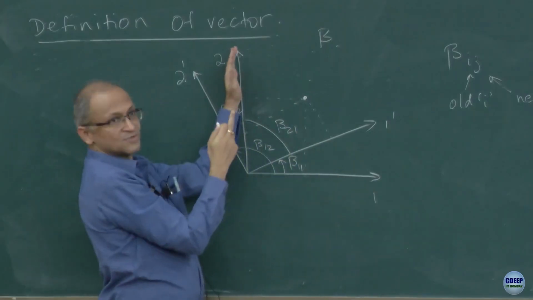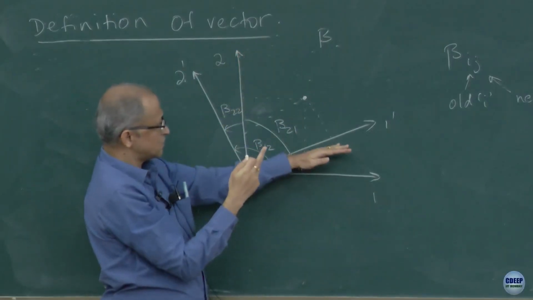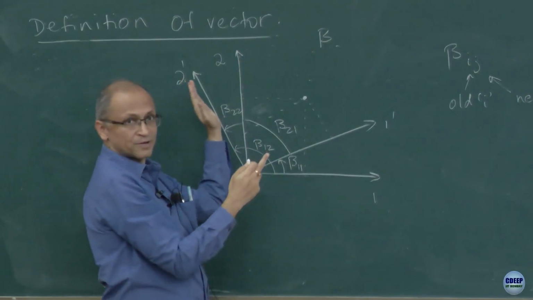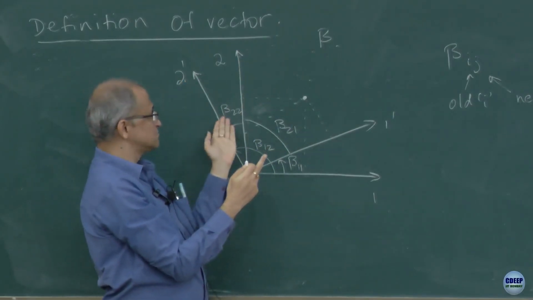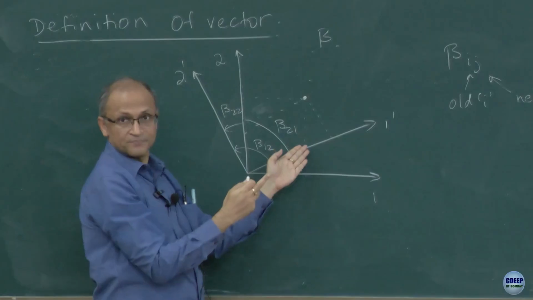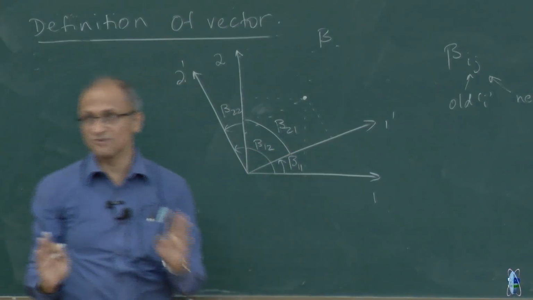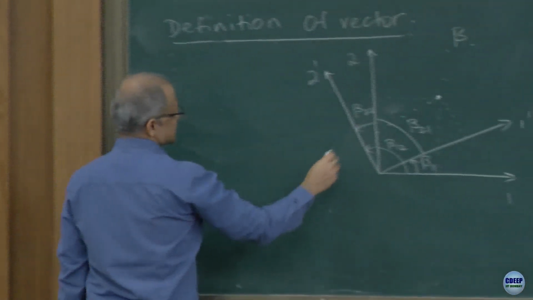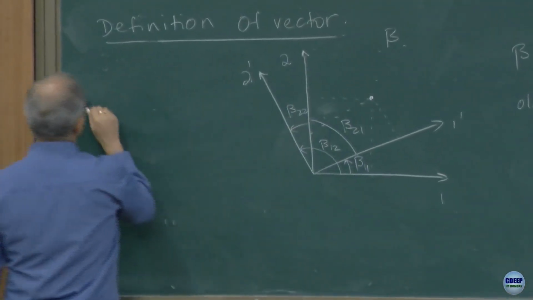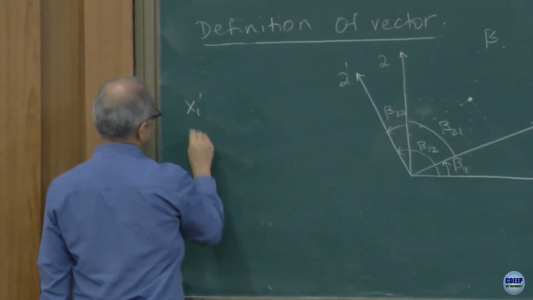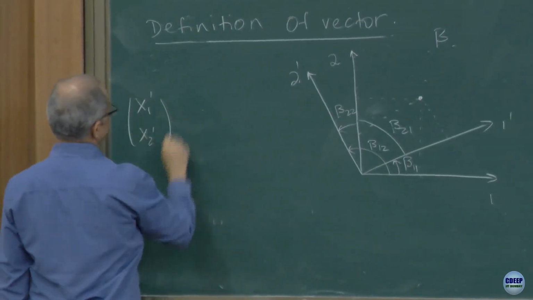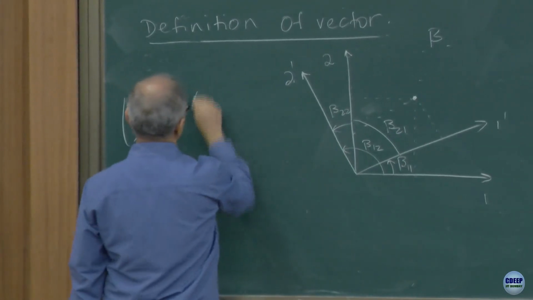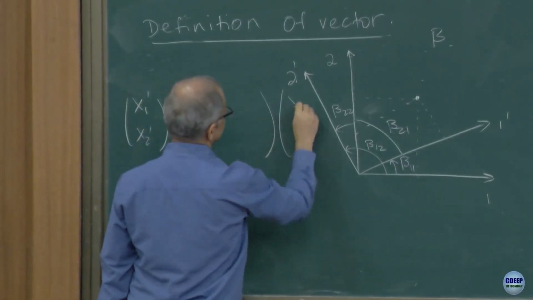Similarly with axis 2, I have now new 1 prime, or it could be 2 prime. So I will have again two angles, beta 2 and beta 1. Okay, understood? So I have 4 angles that I'm talking about. Now what we can show is that if the coordinates of this are x1 prime, x2 prime, then how will they get related to x1 and x2?